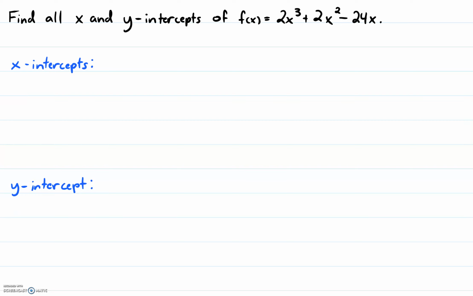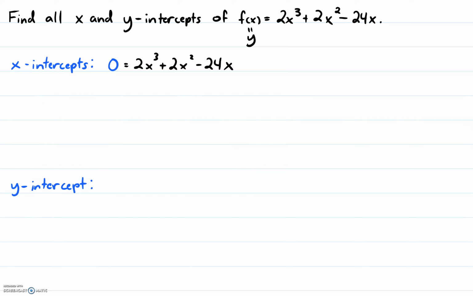So like I said, f of x, you can think of it for purposes of this class as the same thing as y. So we're going to put 0 in the place of f of x. So 0 is equal to 2x to the 3 plus 2x squared minus 24x. And so just like we had in a lot of situations with quadratics, here we have a polynomial equation equal to 0, and we want to solve for x. We want to figure out what x values give us a y value of 0.